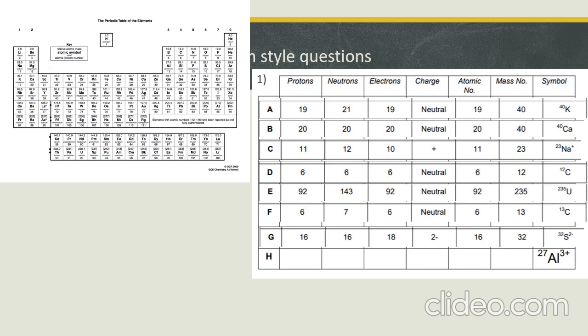Over here, the symbol is given. It has a 3 plus charge, so it's an iron 3 plus. 27, so the mass number is 27.